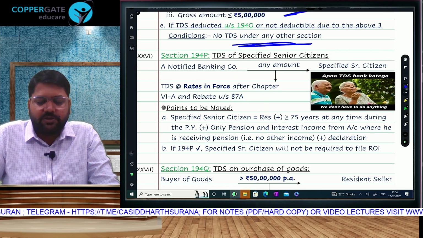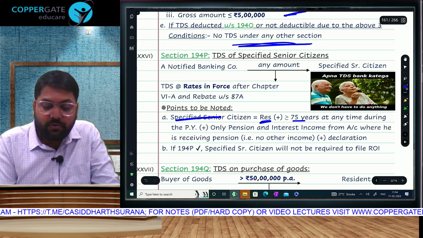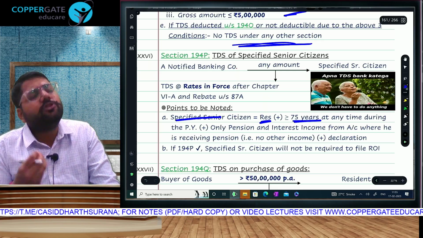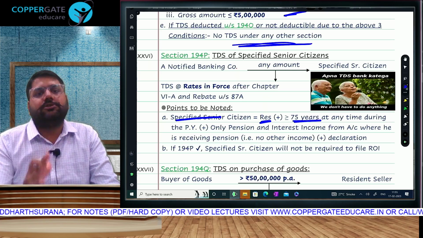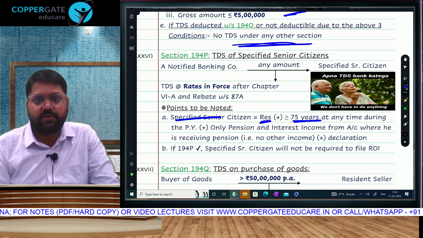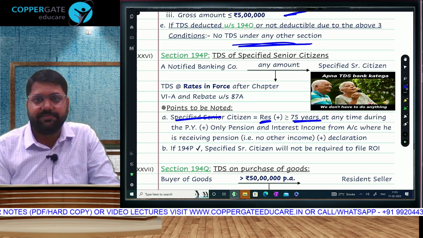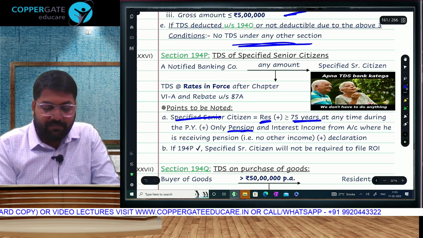Next, TDS for specified senior citizen. First of all, who is a specified senior citizen? Resident who is 75 years or more. In the full income tax law, senior citizen is 60, but for this section, it is 75. For everything, she wants to keep an exception, and we have to learn and teach that exception. So, resident 75 years or more, only pension income, no other income.